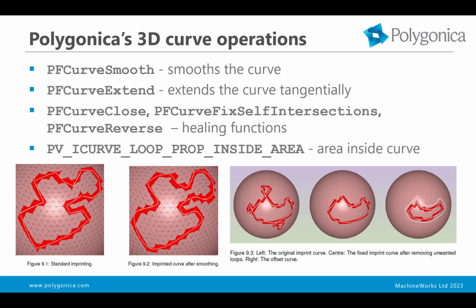Other curve operations in Polygonica: PF curve smooth smooths the curve across the surface. This is really useful in some additive operations like support generation. You can see that in the image on the bottom left. The bottom left curve is the non-smoothed curve, and the bottom right curve has been smoothed. PF curve extend extends the curve tangentially. Then there's PF curve close, self-intersection fixing, and curve reversing. They're equivalent to the 3D healing functions for mesh healing, but operating on curves. And finally, there's a property of a curve loop, which gives you the area inside that loop as it's imprinted on the surface.